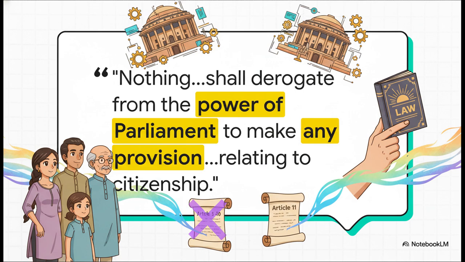And here's the thing, the opening phrase is everything. Nothing in the foregoing provisions shall derogate. You know what that is? It's a constitutional override. It's basically saying that all those other rules about citizenship in Articles 5 through 10, well, they can't stand in the way of Parliament's power to make new laws.